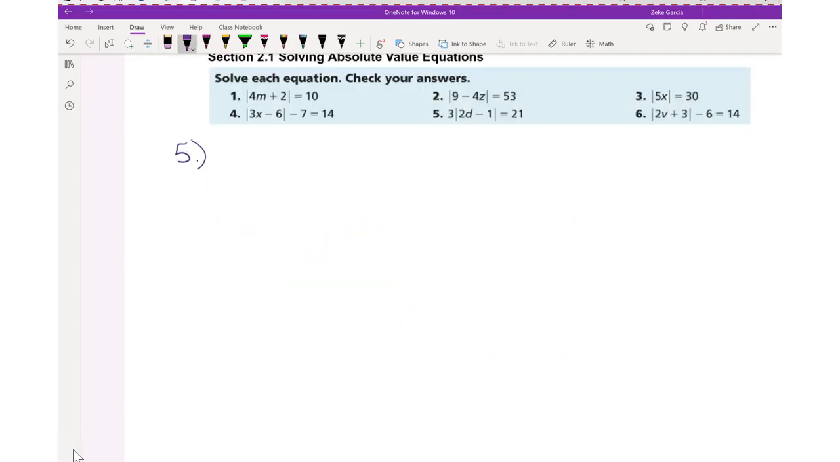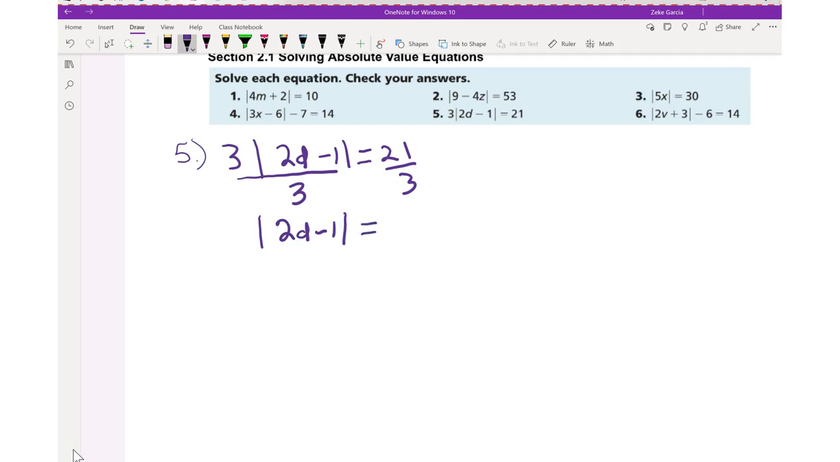The next one I'm going to go ahead and do with you is 3 times the absolute value of 2d minus 1 is equal to 21. The common mistake here is to apply the distributive property, but you can't. You have to divide by 3. So you have the absolute value of 2d minus 1, and 21 divided by 3 is 7. So this is the form that you wanted.